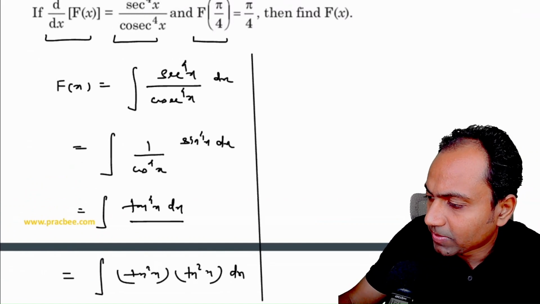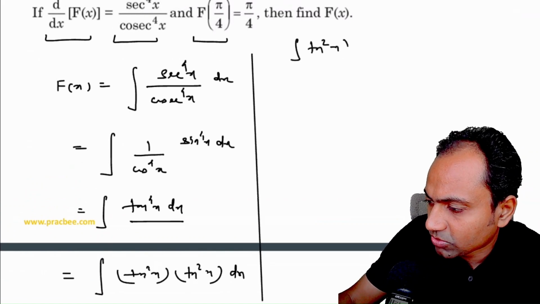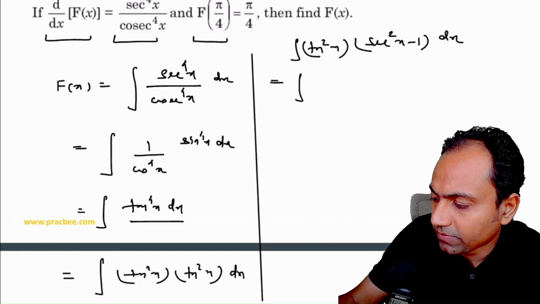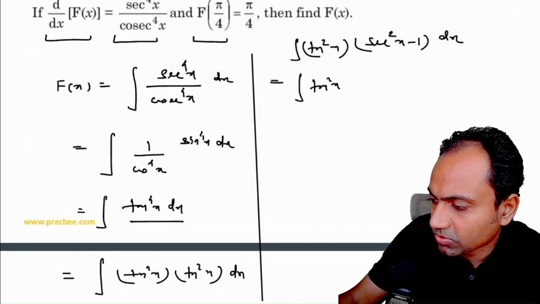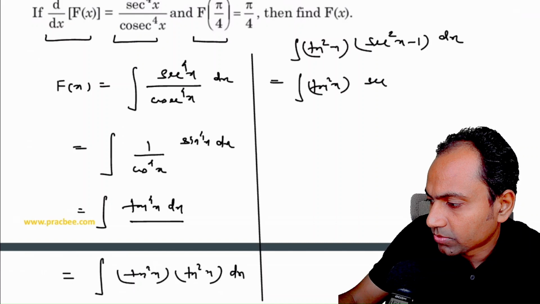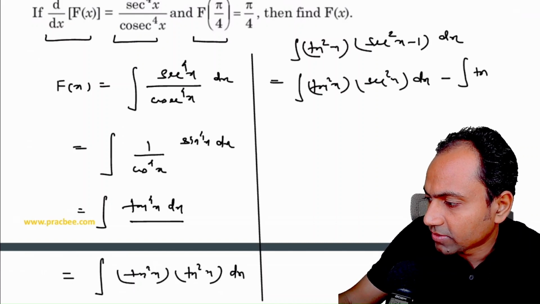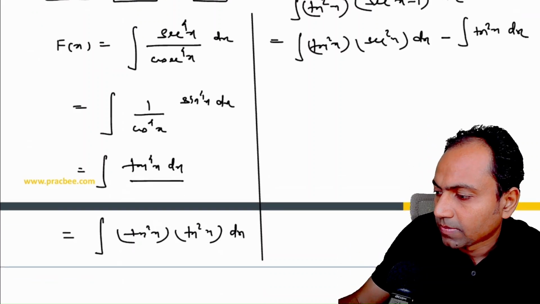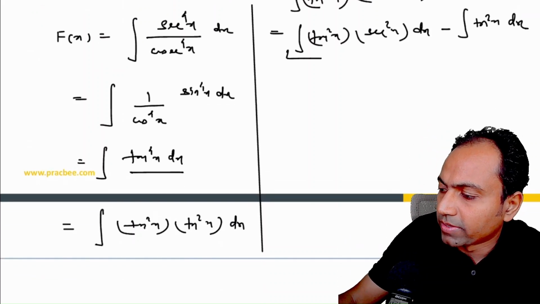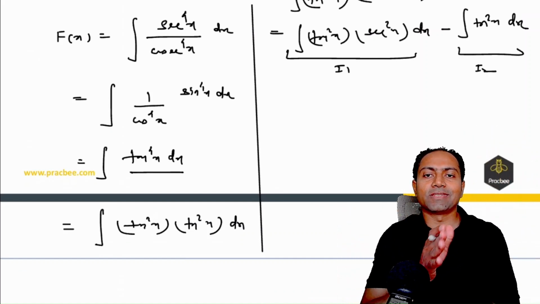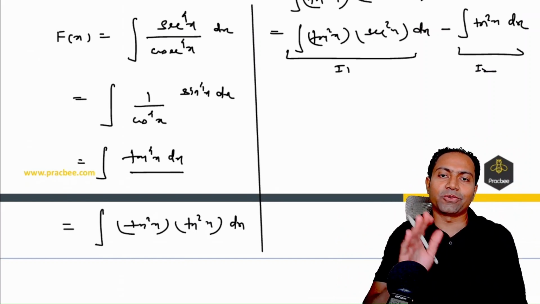So if I split it up, this first tan square x is fine, and the second can be written as nothing but sec square x minus 1 dx. You can see that now, because of this, the first term is tan square x into sec square x, minus integration of tan square x. Now we have two different integrals. This is the first integral, let us call this I1. This is the second integral, let us call this I2. Let us solve both of these integrals separately and then substitute their values here to get to an answer.